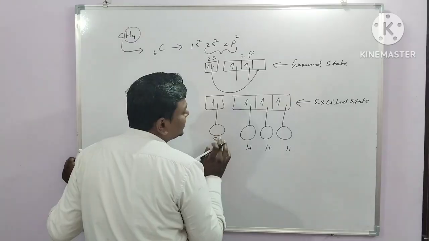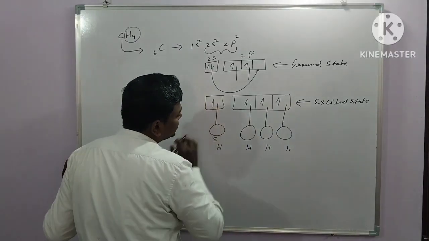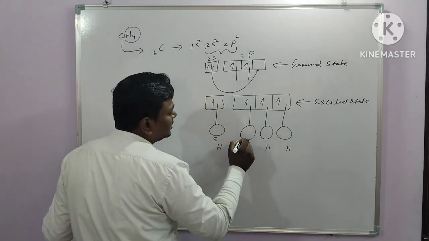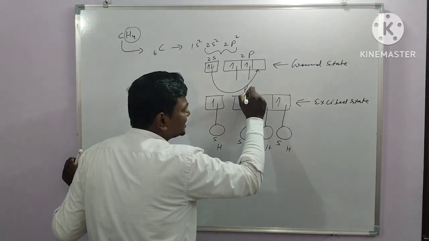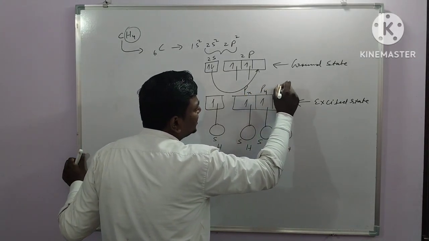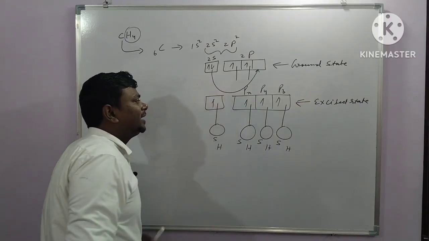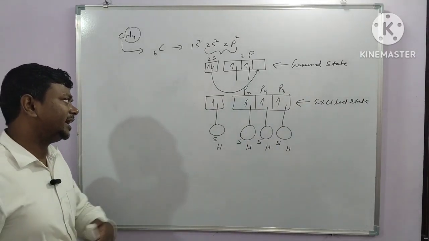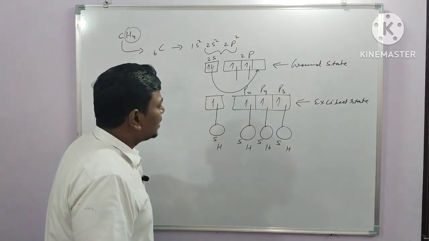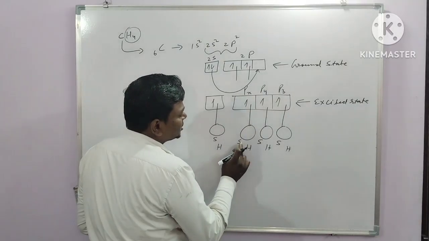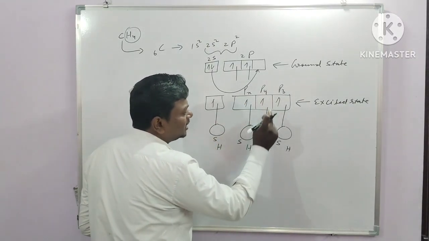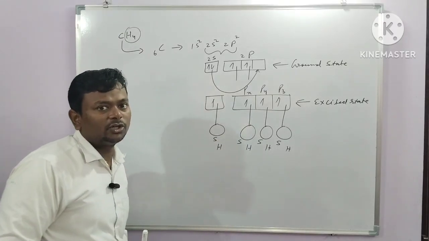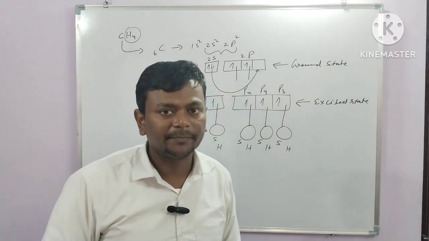Here there are 3 p orbitals and 1 s orbital. This is s, this is s, this is s, this is s, and this is p. Let us take them as px, py, pz, present in the x, y, z directions. According to VBT, each p orbital makes a covalent bond with an s orbital.